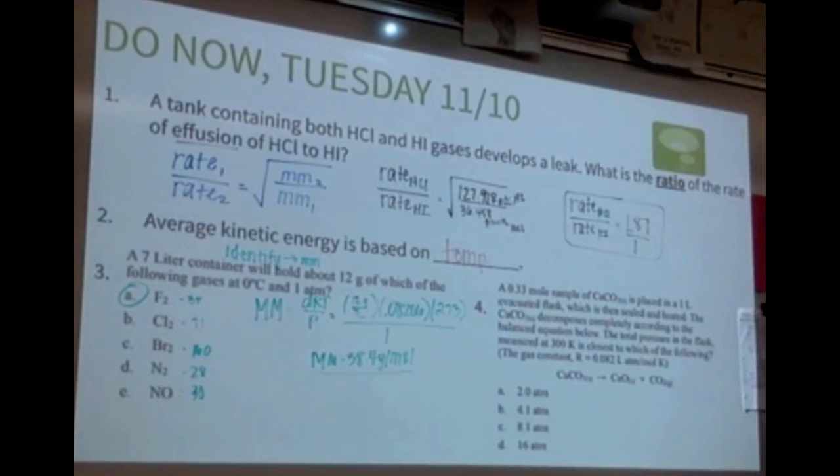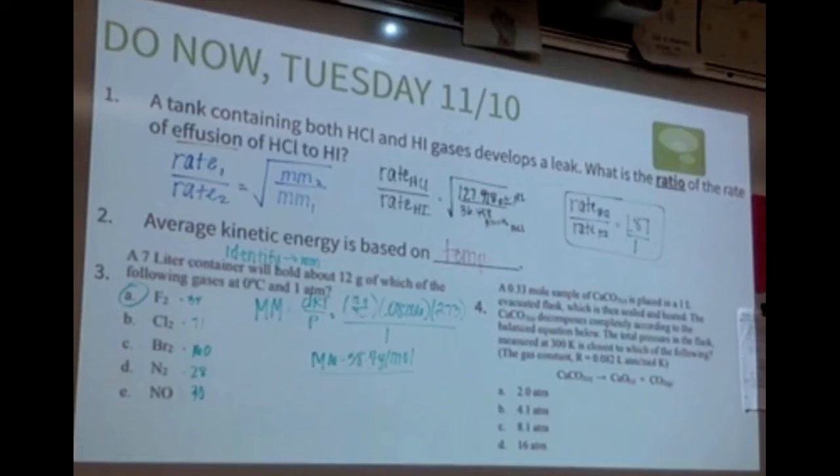And then number 4: a 0.33 mole sample of calcium carbonate, which is a solid, is placed in a 1 liter evacuated flask, which is then sealed and heated. The calcium carbonate decomposes completely according to the balanced equation below. The total pressure in the flask measured at 300 Kelvin is closest to which of the following? And then they tell you to use 0.082 for R.